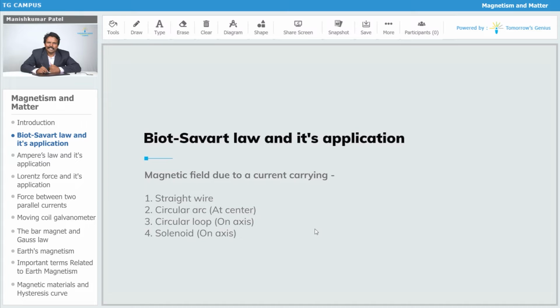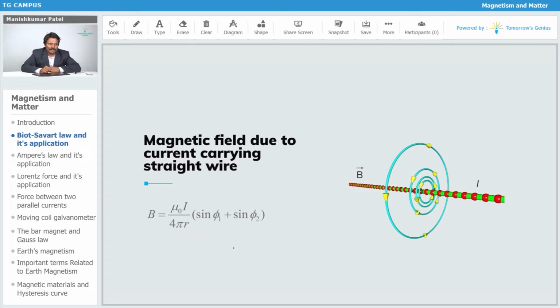But on the other side, if I consider this current carrying conductor which is producing the magnetic field, obviously it is a vector quantity. So that is one of the important differences between the electric field and magnetic field, along with the source which produces it. Now, first we will see the magnetic field due to the current carrying straight wire.